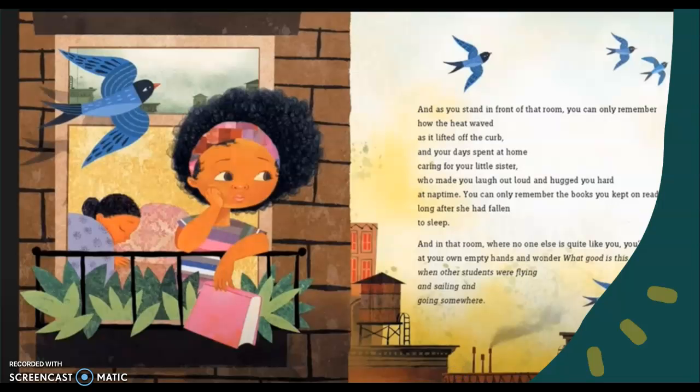As you stand in front of that room, you can only remember how the heat waved as it lifted off the curb, and your days spent at home caring for your little sister who made you laugh out loud and hugged you hard at nap time. You can only remember the books that you kept on reading long after she had fallen asleep. And in that room, where no one else is quite like you, you look at your own empty hands and wonder, what good is this when other students were flying and sailing and going somewhere?